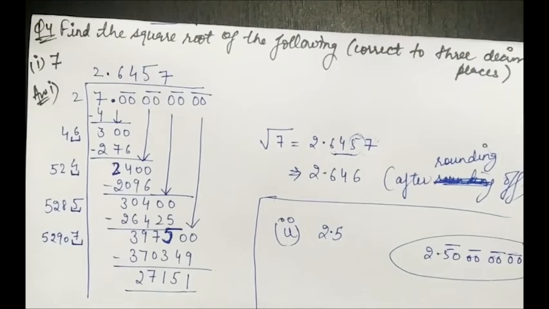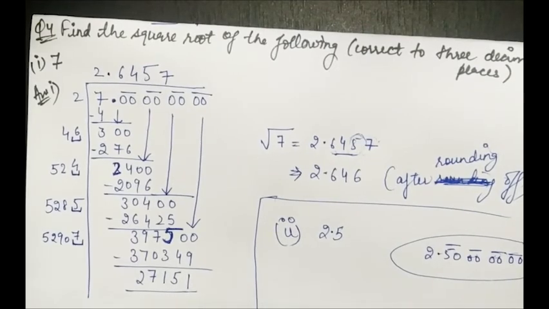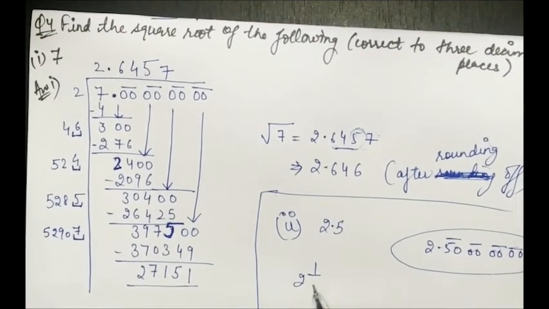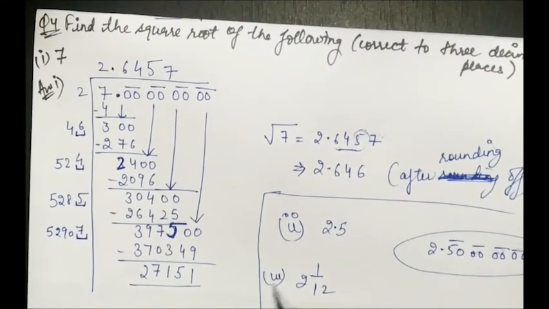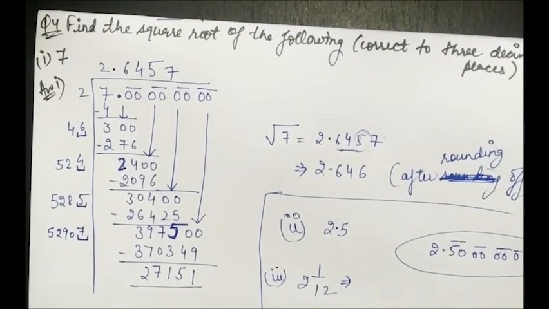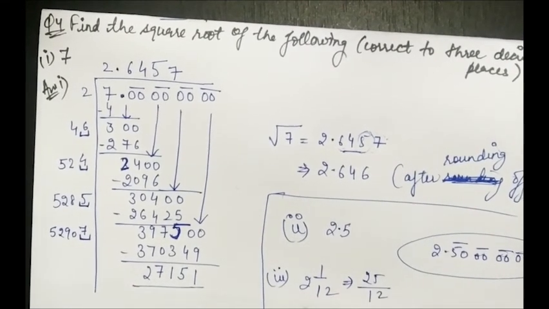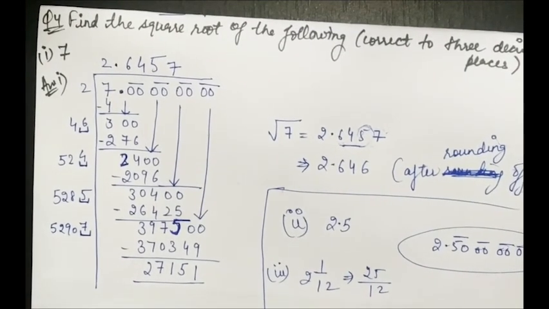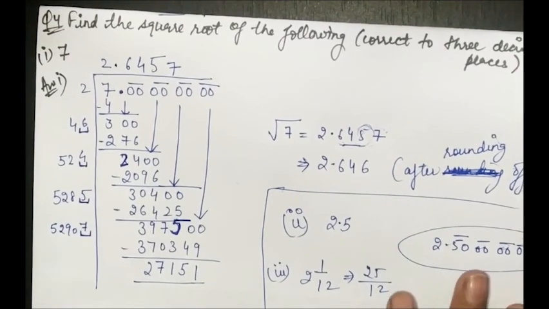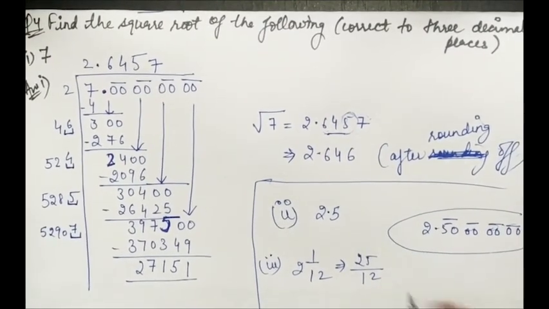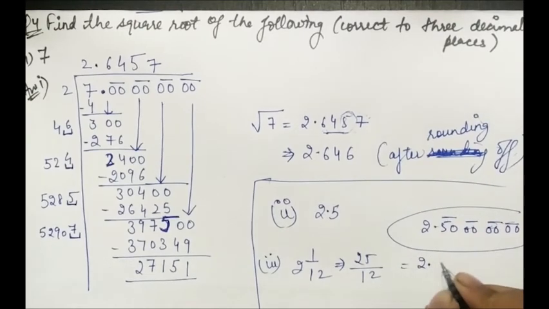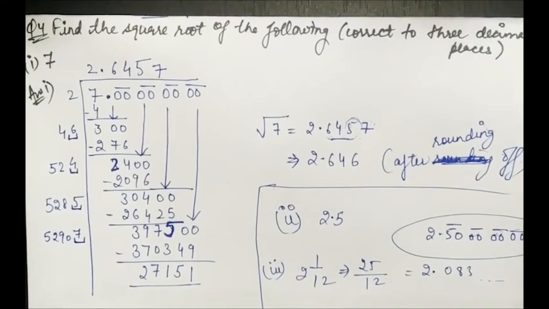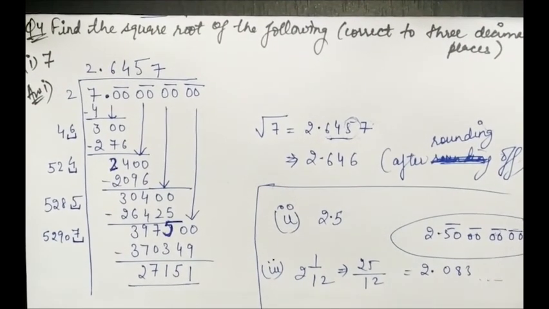Now in the third part, this question is in mixed fraction, in this form 2, 1 by 12. First you have to convert this into an improper fraction, that is 25 by 12. How? 12 times 2 is 24, plus 1, 25 by 12. Then you will divide this, and in decimal form it will be similar to 2.083, something like that.